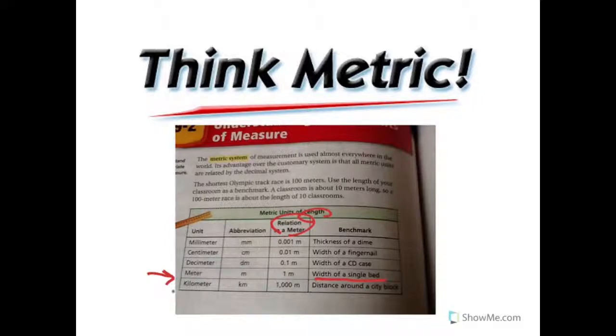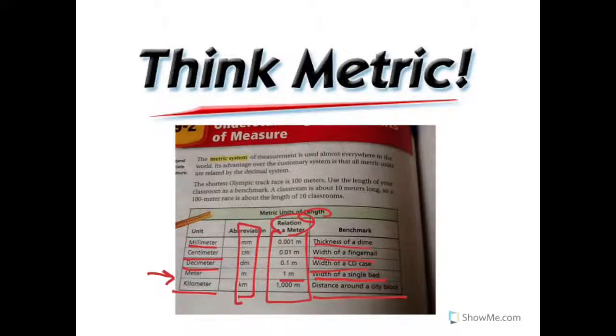Greater distances are kilometers, and that's about the distance around a city block. As you get smaller than a meter, you have a decimeter, which is like the width of a CD case, a centimeter, which is about the width of your fingernail, and a millimeter, which is about the thickness of a dime. And then, of course, we have all of our abbreviations here.